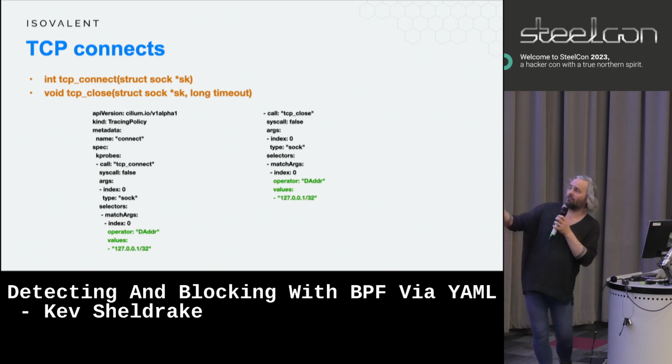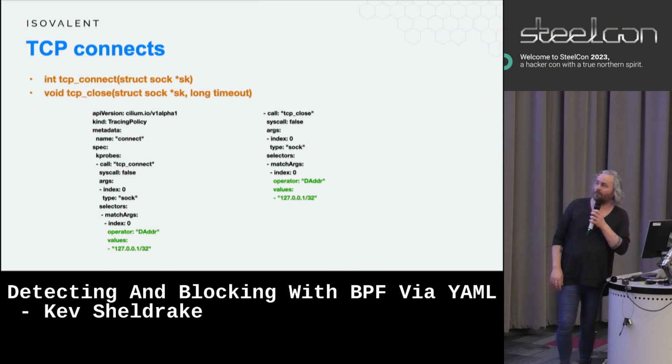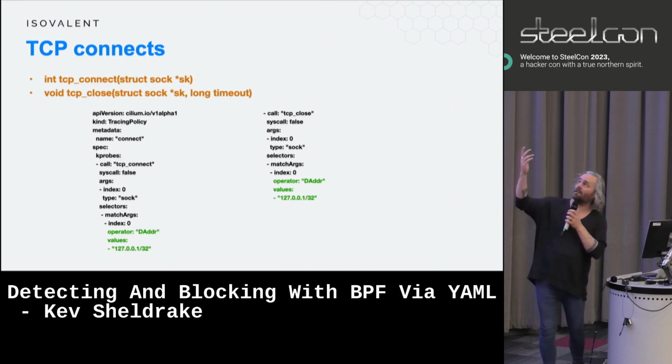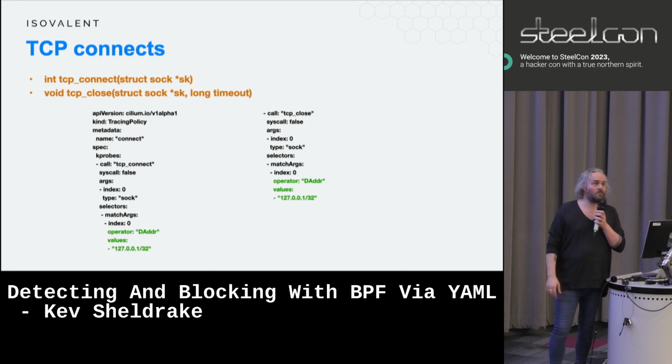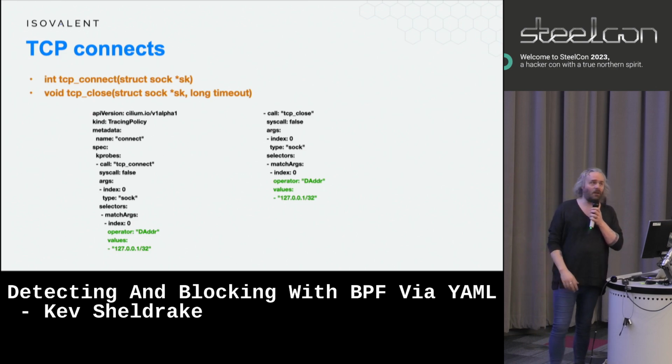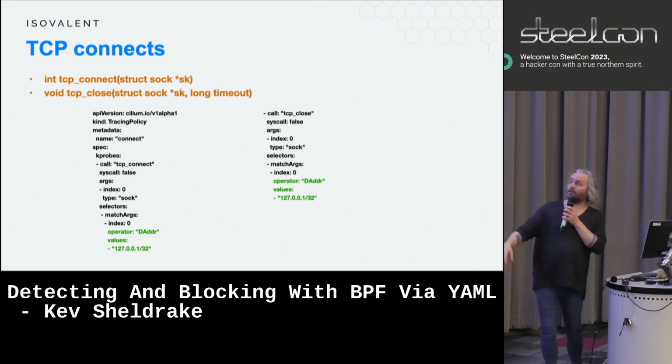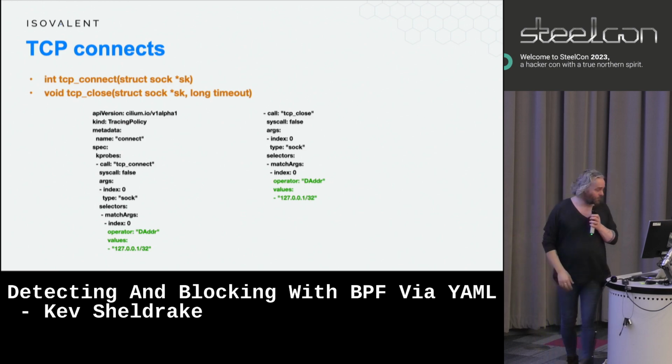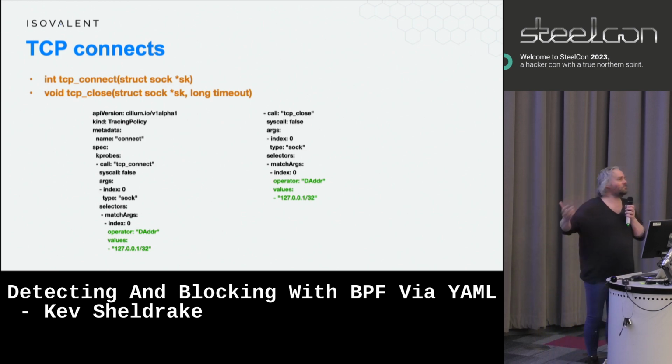The bits in green are just showing some of the matching type stuff you could do. So it understands a sock structure. So you can match on the destination address, for example. So in this case, anything that's going to localhost, it would match upon, and the same for the close. So you could match on CIDR addresses. You can match on ports, states, etc.